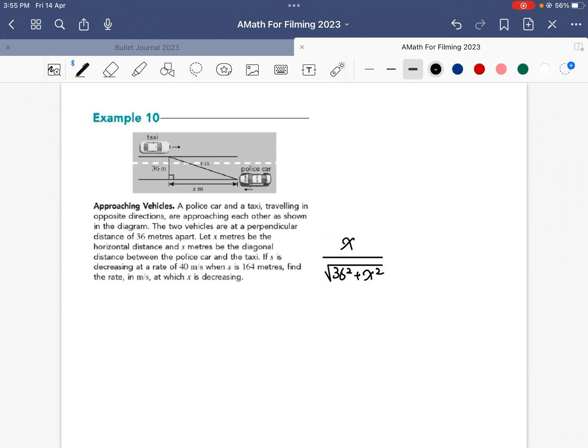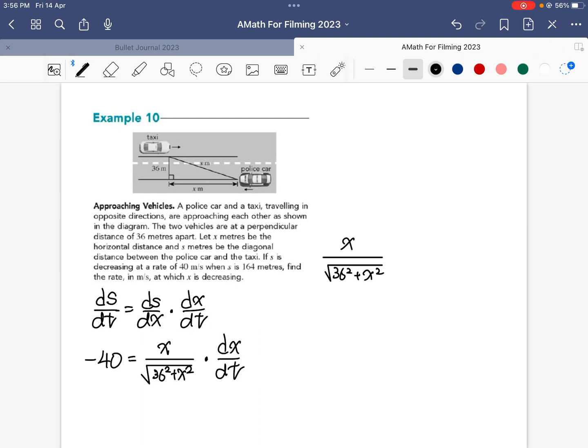Earlier what I've already said is this. The chain rule gives us this equals this times the rate of change of x with respect to time. Now ds/dt, as we have spoken about earlier, is negative 40. So I just substitute that into the value. Negative 40 equals ds/dx, so it's x over the square root of 36 squared plus x squared multiplied by the rate of change of x with respect to time. That's what we want to find.